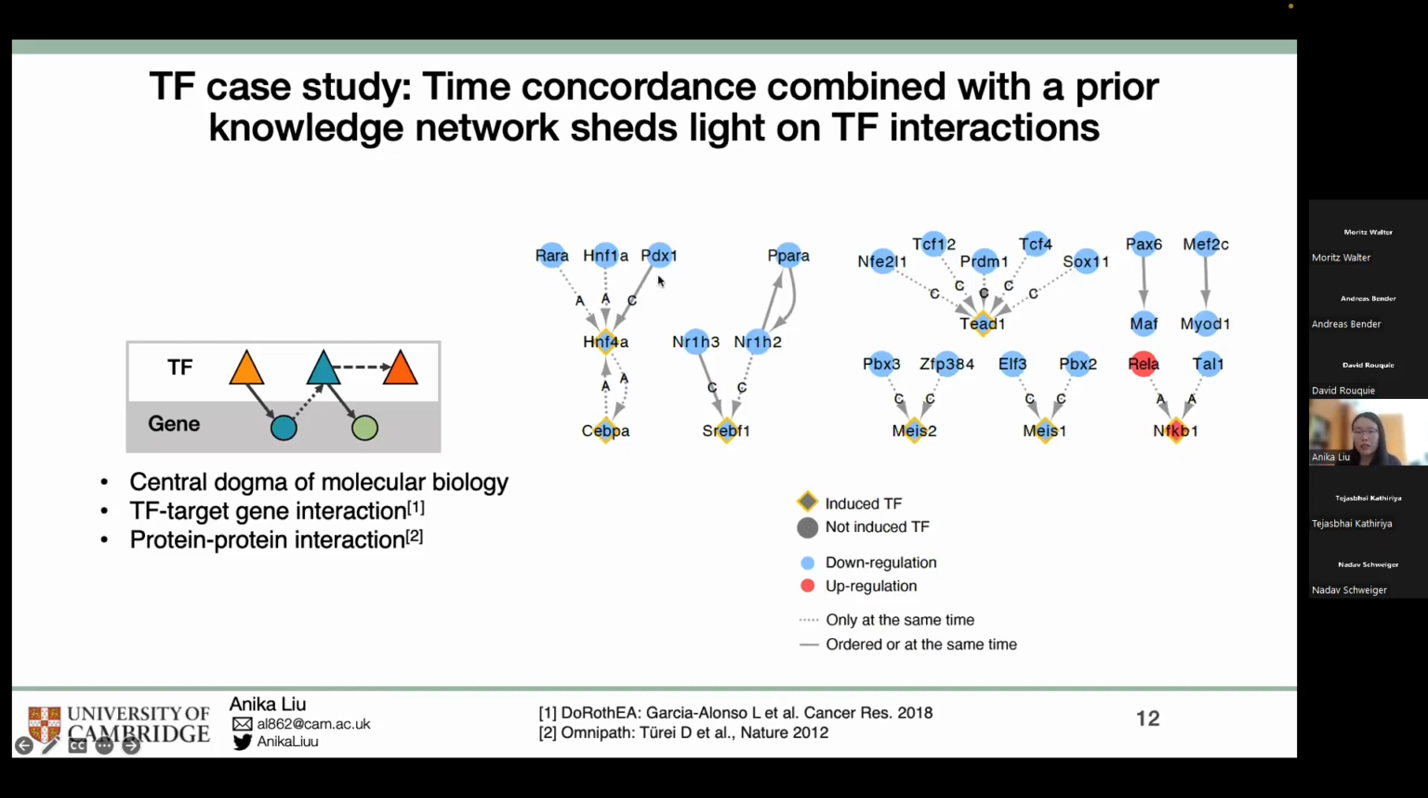Here we require the sign and direction of the edge to match the time concordance, and this identified a few clusters. Out of those, some are known. For example, this one is linked to hepatocyte nuclear factor 1A and 4A, which are generally linked to liver function. And for HNF4A, it was found that if you artificially increase the expression, it can reverse liver failure in rats, which strongly indicates that it's causal.